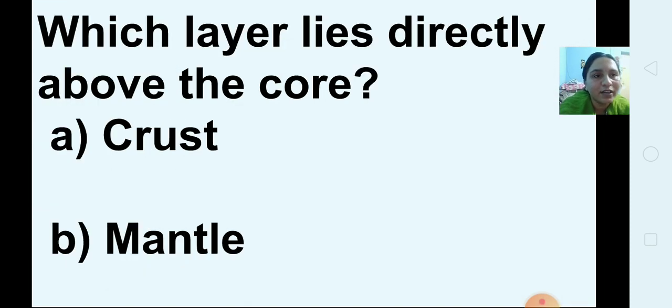Which layer lies directly above the core? Yes, children, if you remember, in the last part we discussed the layers of the earth, right? So you can answer this question easily. Tell me, which layer lies directly above the core? The options are crust or mantle.